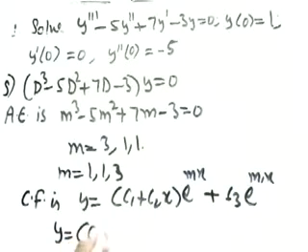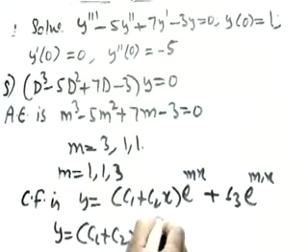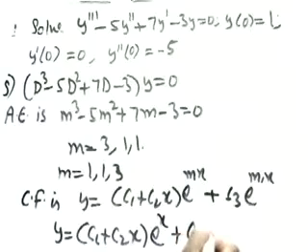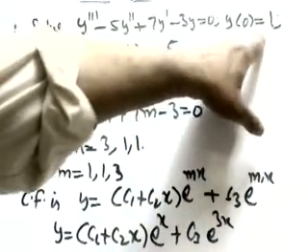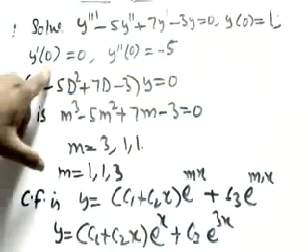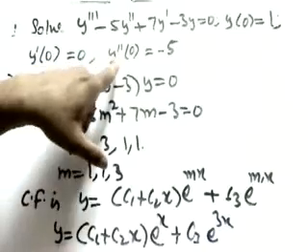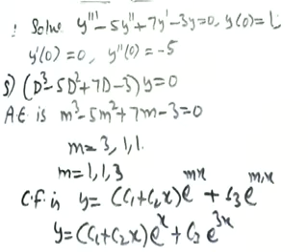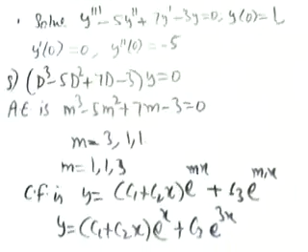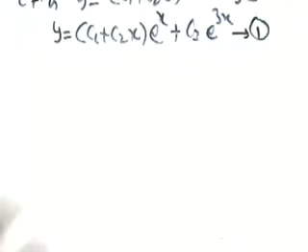Now let me substitute the values. So we get y equals (c1 plus c2 x) e power x, since m is 1 here, plus c3 e power 3x. So now we got the values. Now let me use the conditions. First one, y of 0 equals 1. Then we differentiate and use y dash of 0 equals 0. Then again we differentiate, y double dash of 0 equals 5. Using these three conditions we'll get c1, c2, c3. Then we can substitute the values to get the final answer. So let me note this as 1.